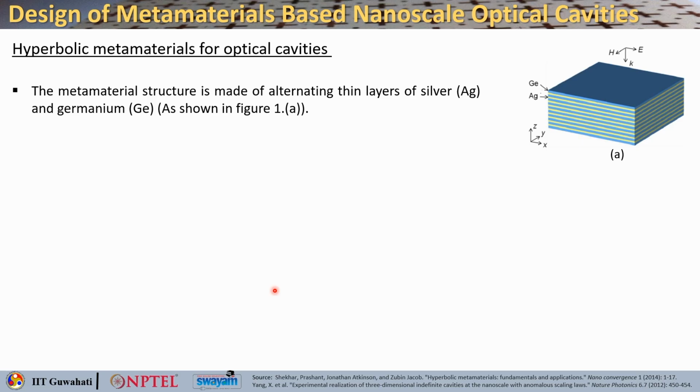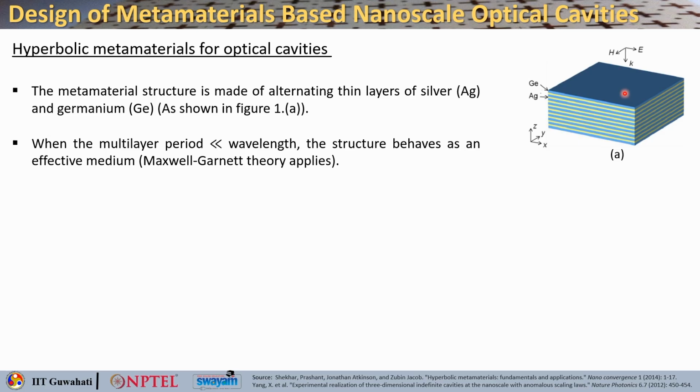Here the metamaterial structure basically consists of alternating layers of thin silver and germanium. As you can see here, this is the direction of k, the light propagation, this is the electric field direction, and this is the magnetic field direction, right. The electric field is basically considered parallel to the interface between the metal and the dielectric layers.